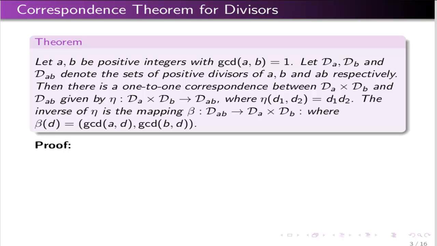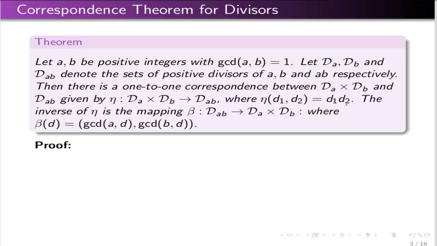Correspondence theorem. Let a and b be positive integers that are relatively prime. I'll let capital D sub a and D sub b denote the sets of divisors of a and b, and the same notation for the divisors of ab. Then I claim there's a one-to-one correspondence between the ordered pairs of the divisors of a with the divisors of b and the divisors of the product. And the correspondence is given by the function eta, where eta of an ordered pair, d1 comma d2, is equal to the product, d1 times d2.